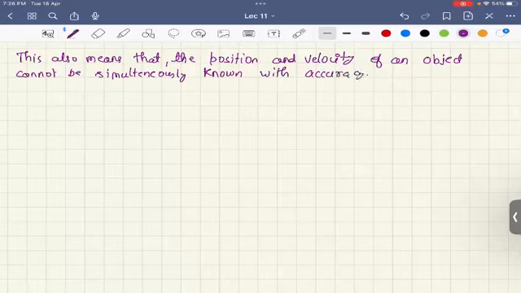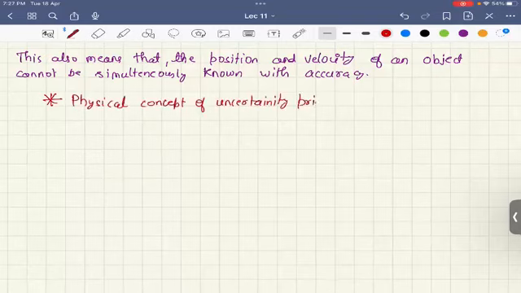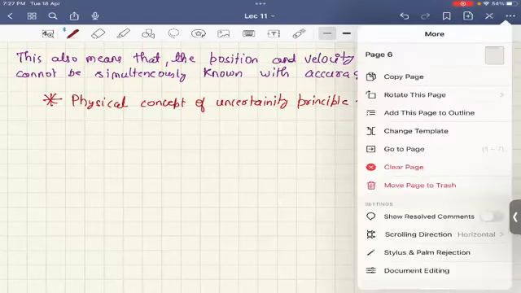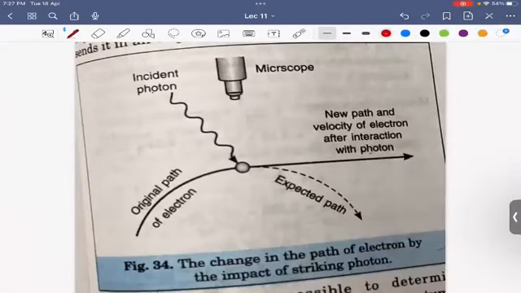Right? So now let us try to understand the physical concept of the uncertainty principle. Physically, what does this mean? So, in order to understand the physical concept of the uncertainty principle, let us study how the position of a material object is determined.